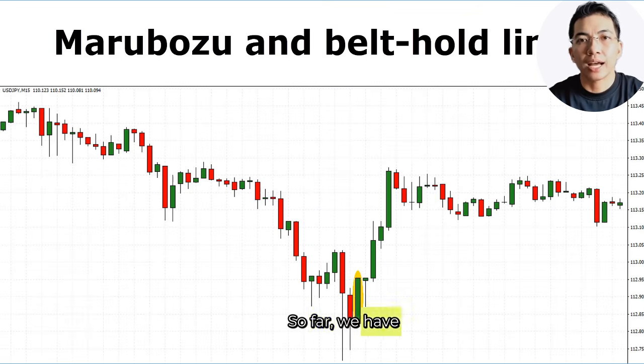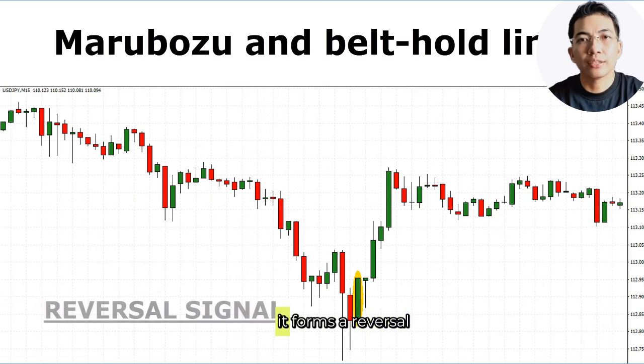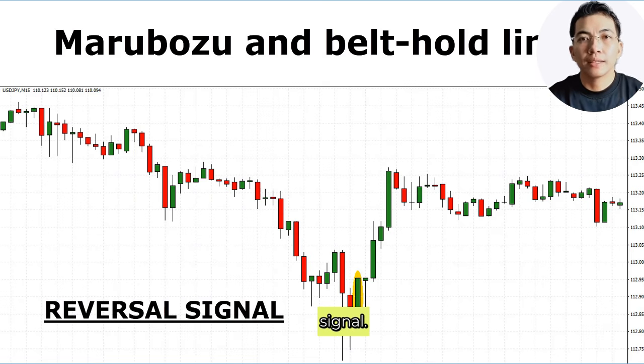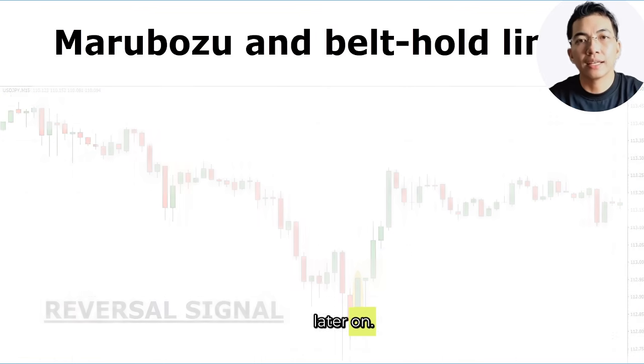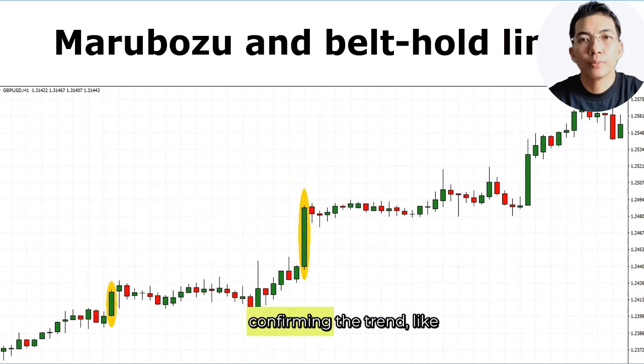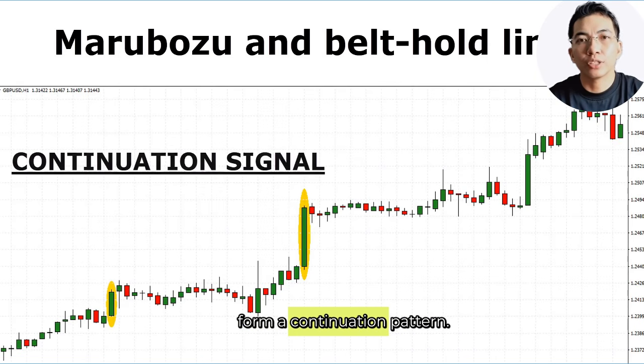So far, we have only seen reversal signals. Marubozu can be used as a reversal pattern and as a continuation one as well. If it appears going against the trend, like the one highlighted in yellow in this chart, it forms a reversal signal. Most of times this signal will be a bullish or bearish engulfing, a double candlestick pattern that we will study later on. If the Marubozu appears confirming the trend, like the two candles in this chart, it will form a continuation pattern.